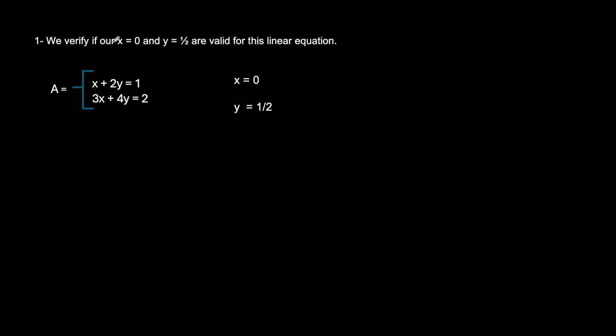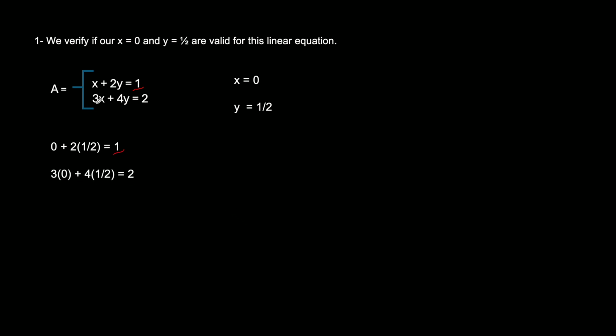We verify if our x equal to 0 and y equal to 1 over 2 are valid for this linear equation. So x plus 2y is equal to 1, right? Instead of x, we replace it by 0 because we got 0 for x. Then plus 2, we take it from here, so 2, we don't touch it. Then y is 1 over 2, right? We take 1 over 2, and it is equal to, we get 1, right? So we get 1 here also. They are equal, right? So this is true.